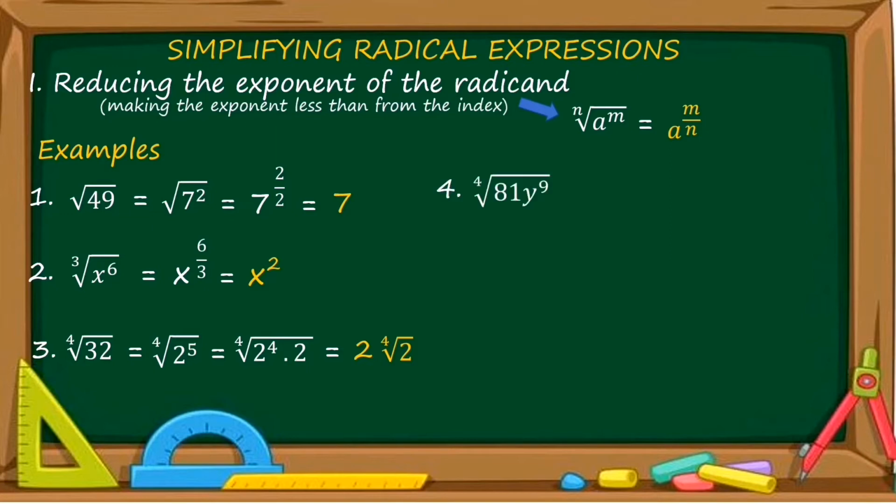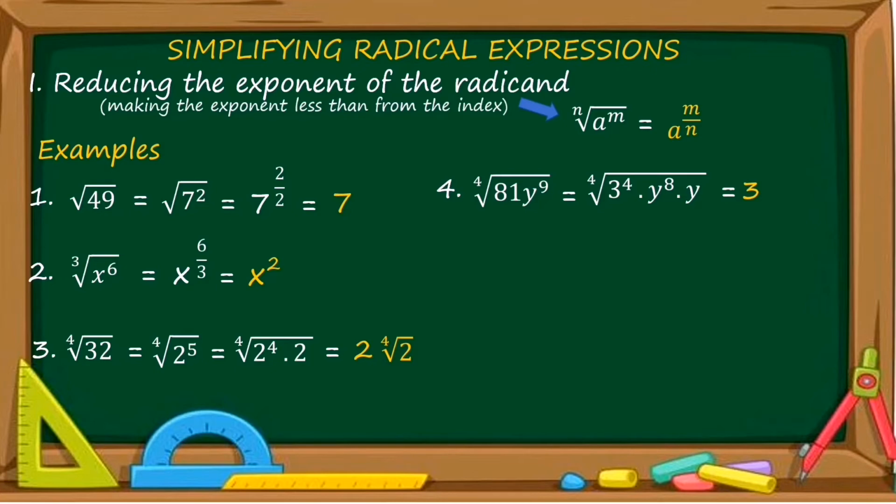Next, number 4, we have the fourth root of 81 y raised to 9. In exponential form, it is written as the fourth root of 3 raised to 4 y raised to 8 times y. To simplify this, it is equal to 3 because the exponent of 3, which is 4, divided by the index is equal to 1. So that is already 3.